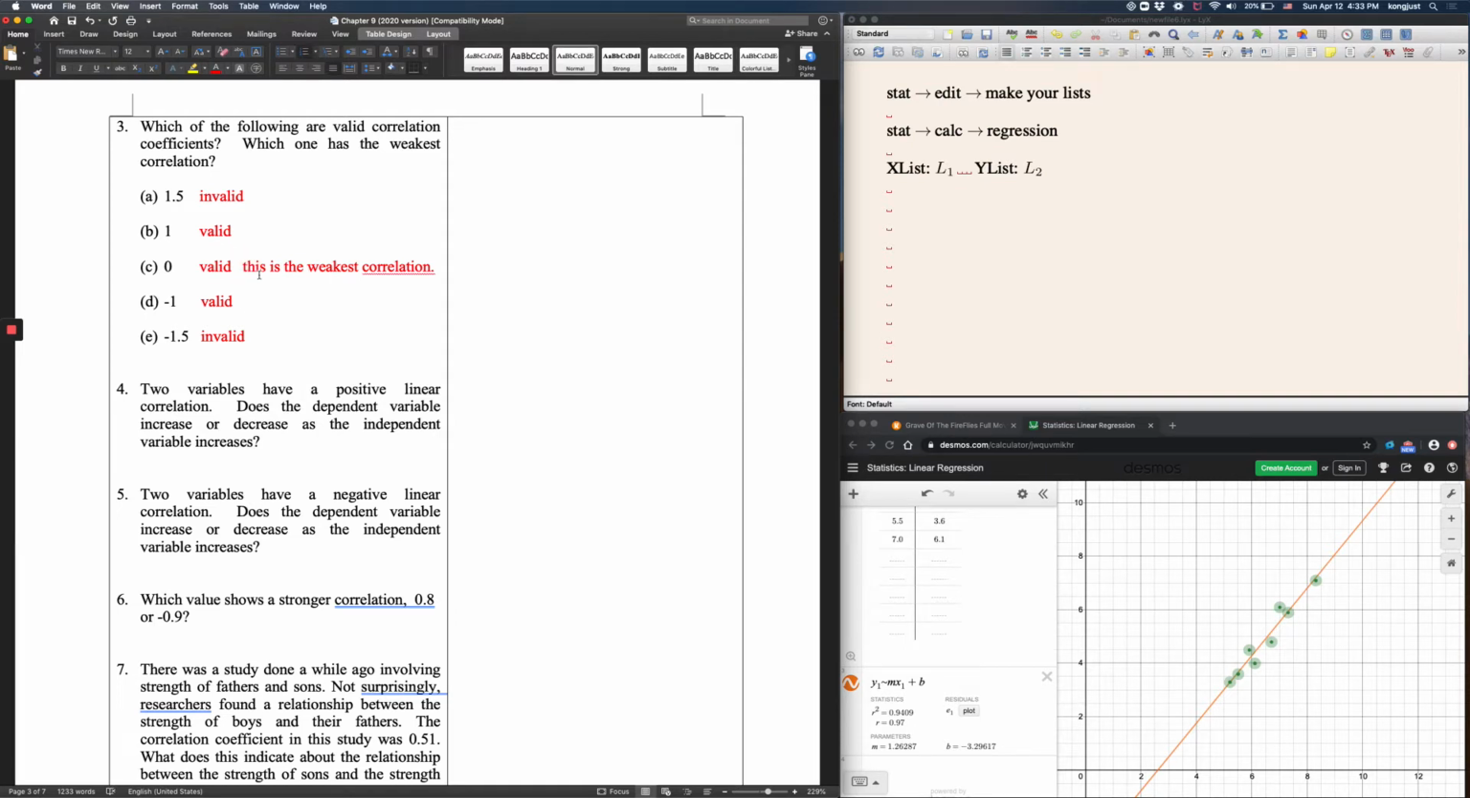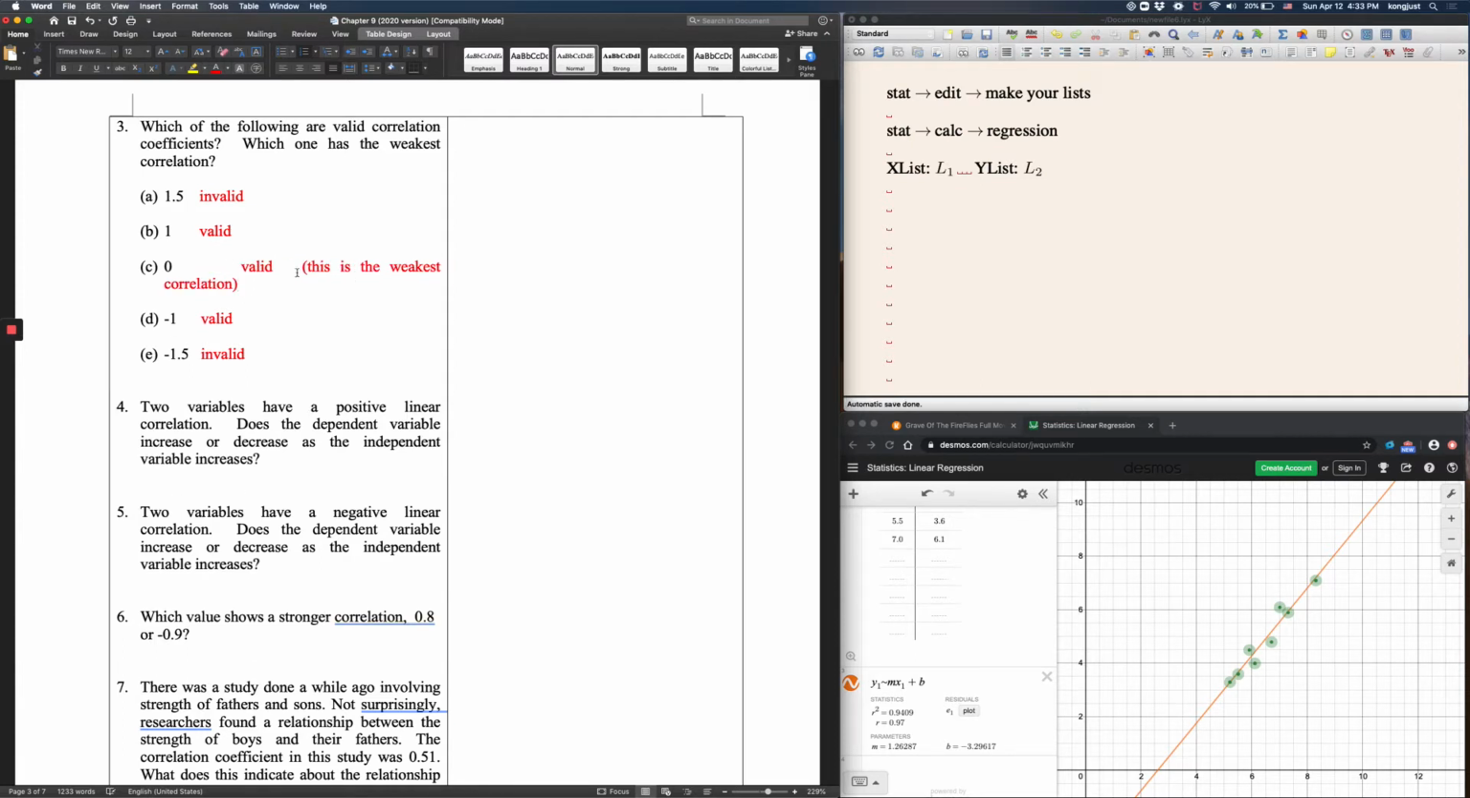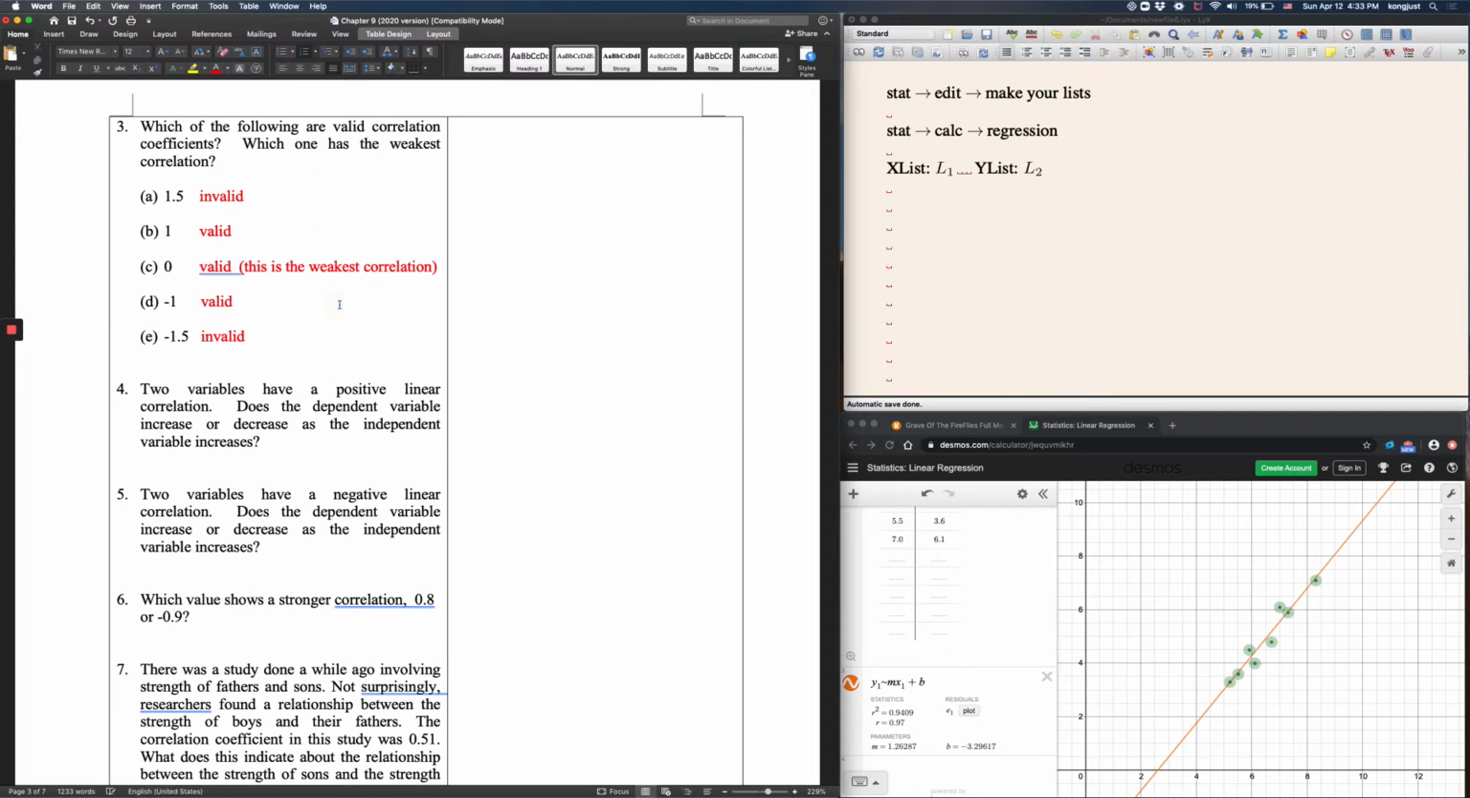Did I spell correlation wrong? Why are you doing this to me? Okay, it's okay now.